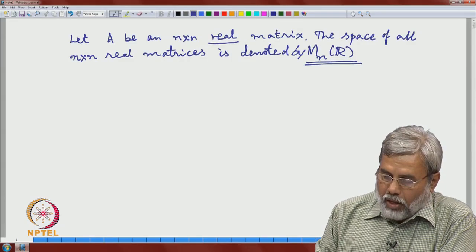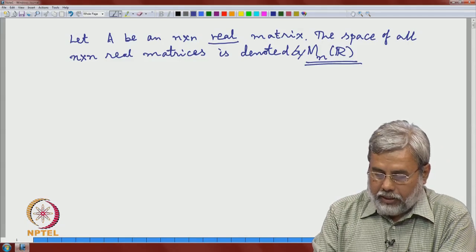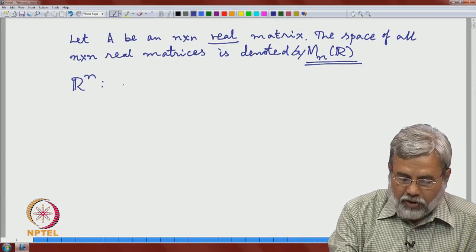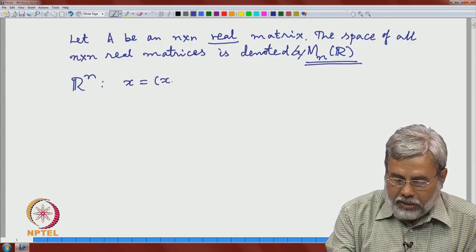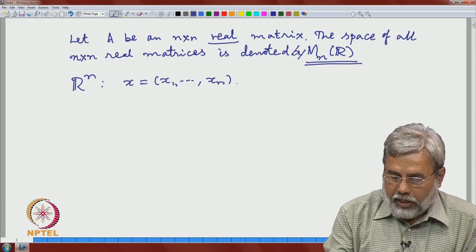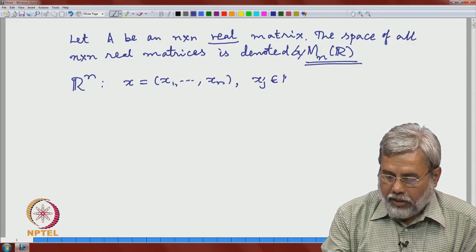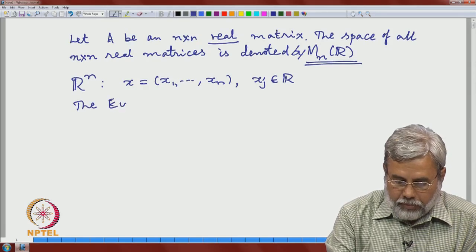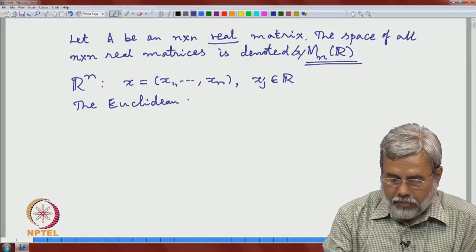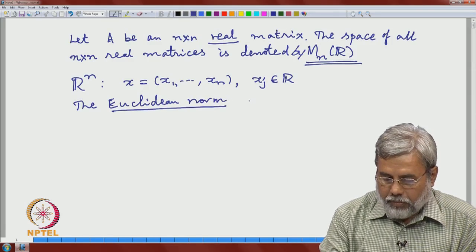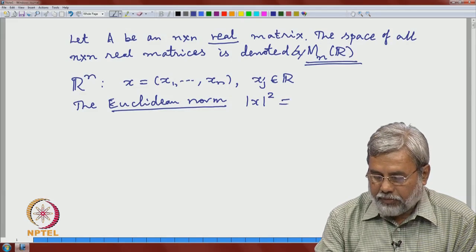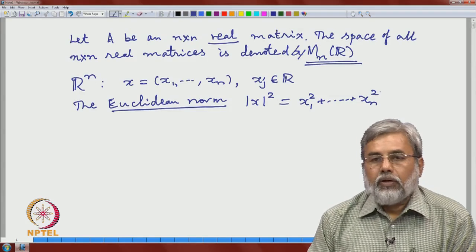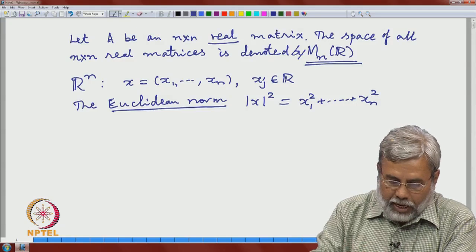So let us begin with the definition of the Euclidean metric on Rn. We know this: Rn is the space of all n-tuples (x1, ..., xn), with xj in R. The Euclidean norm of x is defined in terms of its square, which is nothing but x1 squared plus ... plus xn squared. So, the Euclidean norm.